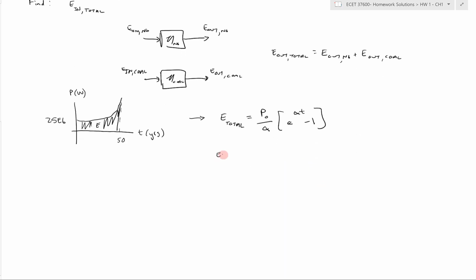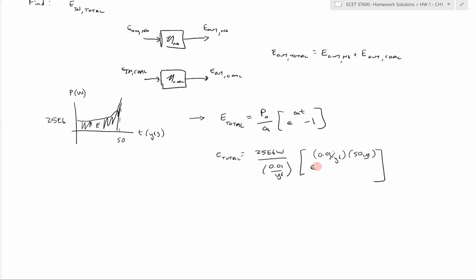And so we get E total is equal to 25 e to the 6 watts over alpha, which is 0.01 per year, and then e to the alpha t, so 0.01 per year, and then times 50 years, minus 1. So I want to just make a quick point about, I've made a lot of to-do about keeping track of units, and in this problem it's important. It's always important, but it'll really get you in this problem.